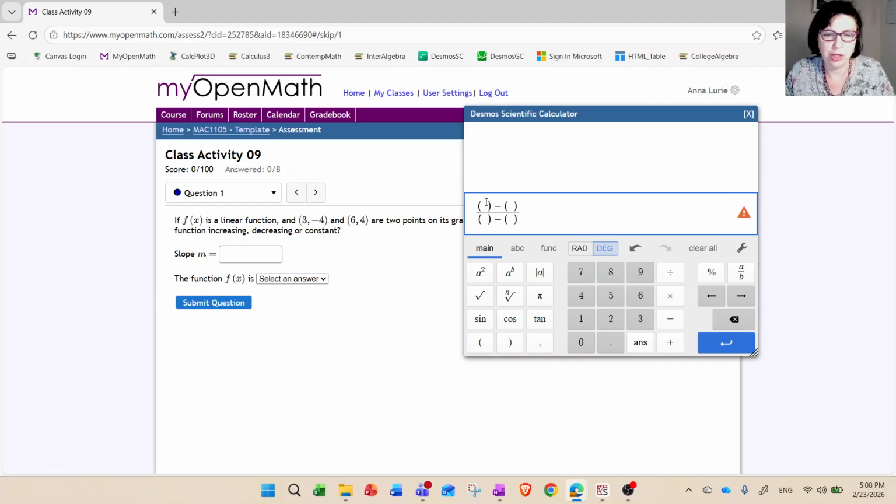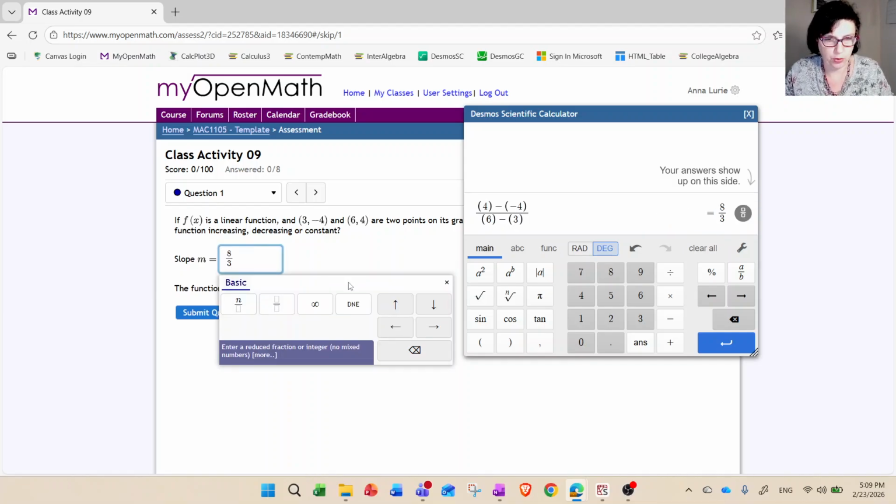So it has to start with y2, which is the y coordinate of the second point. That would be 4. Then y1 is the y coordinate of the first point, and that's negative 4 for me. Then I'm going to put x2, which is the x coordinate of the second point, which is 6. And then x1, which is the x coordinate of the first point. Now I got some kind of fraction. That's okay. It happens all the time. Click on the little button that says convert to fraction, and now you know that the slope is 8/3.